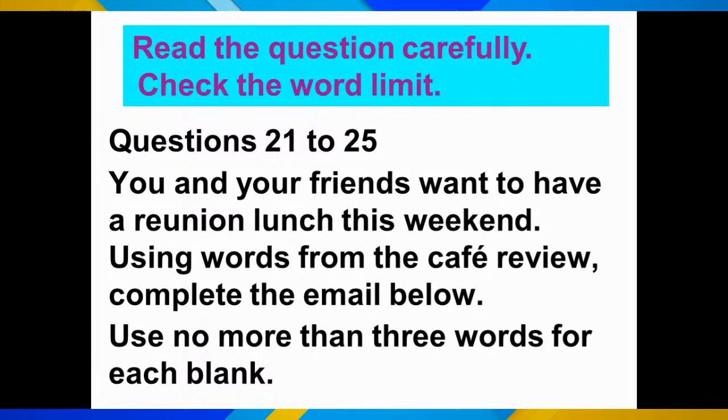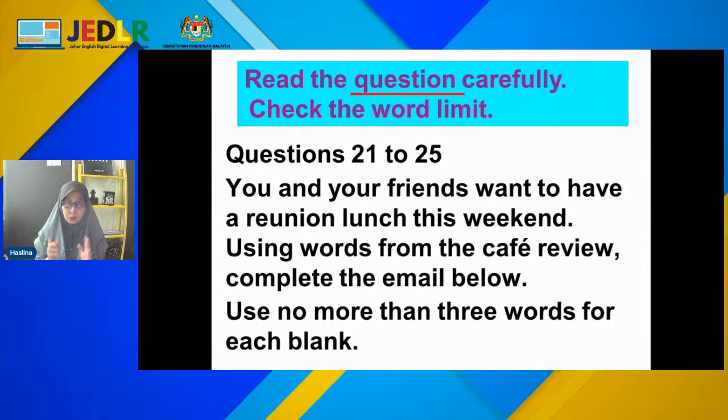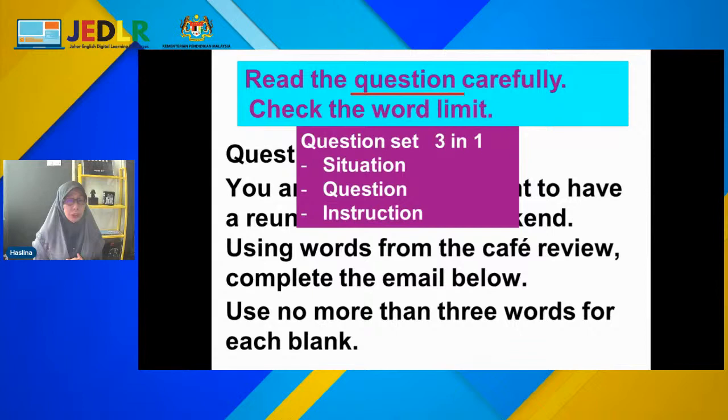Why is it important to read the question carefully? First, because it contains information about the situation. It provides the situation, it tells you the question, and it also provides instruction. So it's like 3-in-1. Make sure you read this carefully, because if you miss any information, if you leave out one, then you will be in trouble. So that's why it is very important to read carefully.